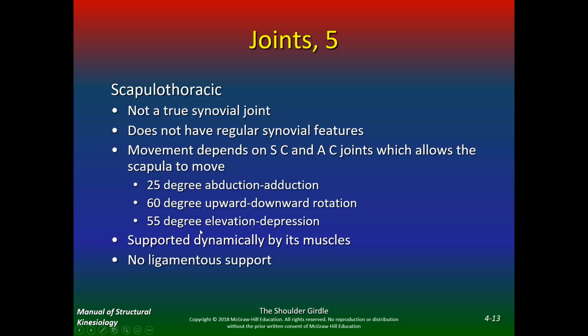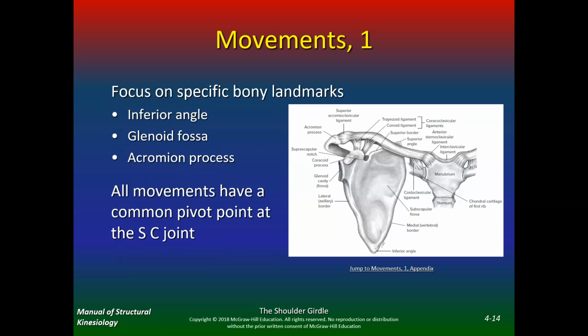And then it causes 55 degrees of elevation and depression. So these numbers, when you're studying, these are key. These are great quiz questions. Supported dynamically by its muscles and no ligamentous support. So there are no ligaments on the scapulothoracic joint. It's all muscle. Focus on specific bony landmarks: inferior angle, glenoid fossa, acromion process. All movements have a common pivot point at the SC joint. So this is the pivot right here. Okay.